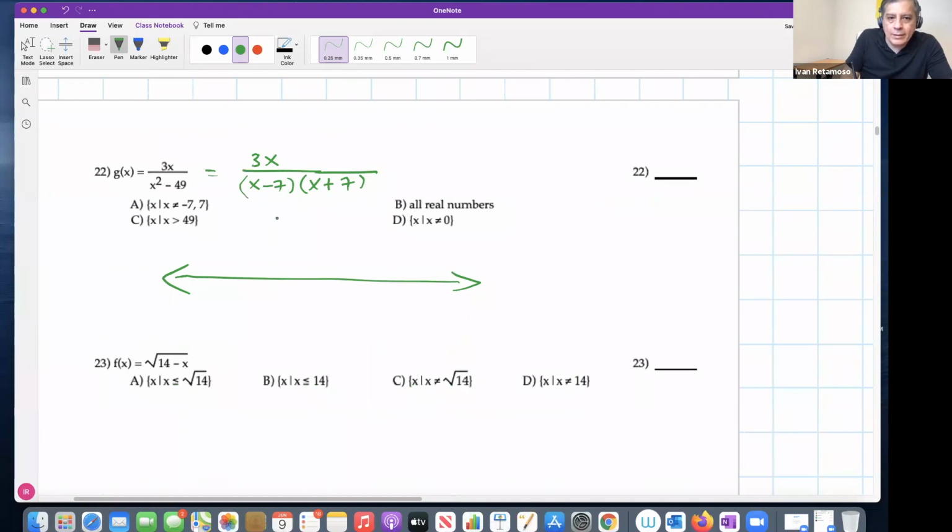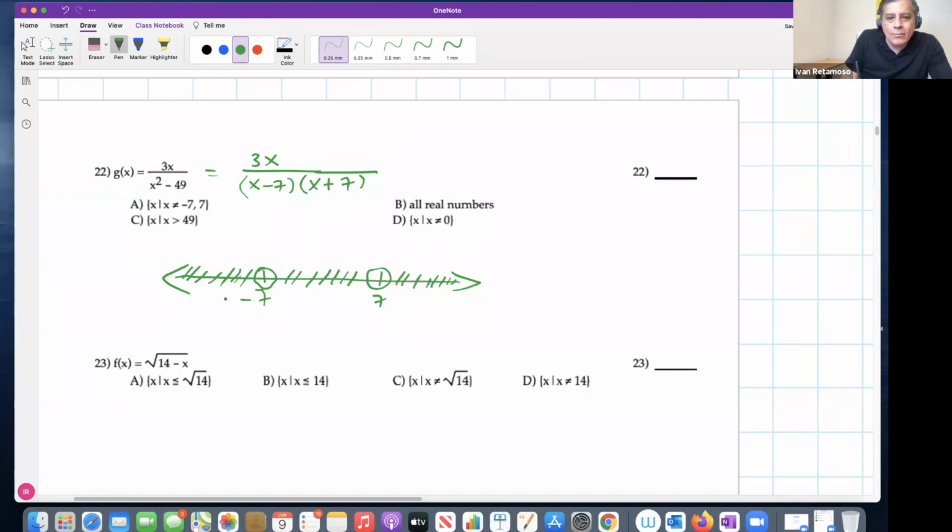Remove the opposites from the number line, right? So we're talking about 7 and -7. These two are not good, and the rest is okay for the domain. Everything else is good except for 7 and -7.